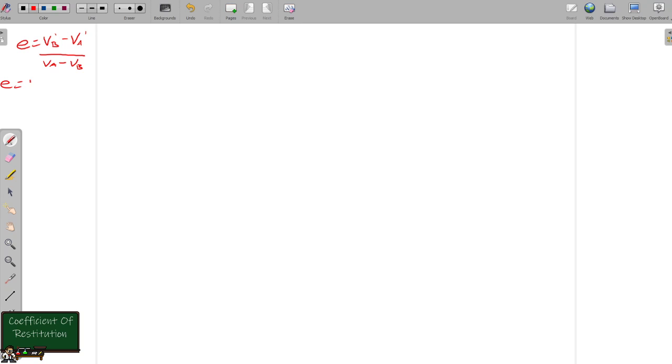So this works for any collision if we know enough information about them, where E is going to be 1 for elastic and E equals 0 for completely inelastic. And anything in between is going to be inelastic as well. But really, mostly what this equation is going to be useful for is the elastic situations where it is perfectly elastic and energy is conserved.